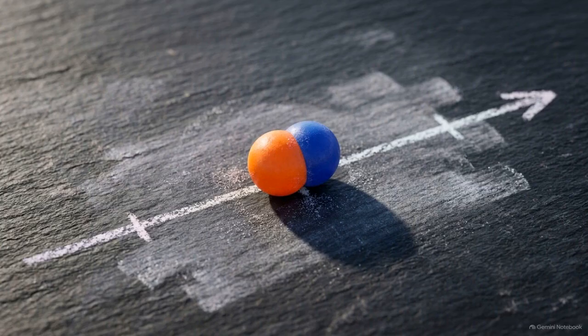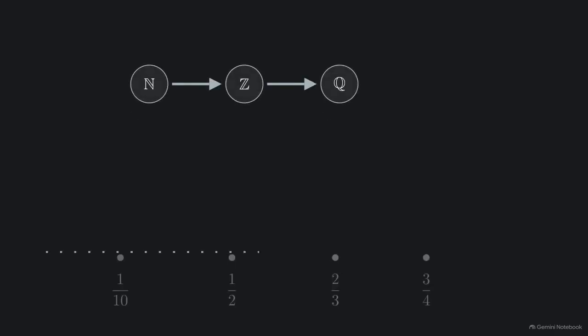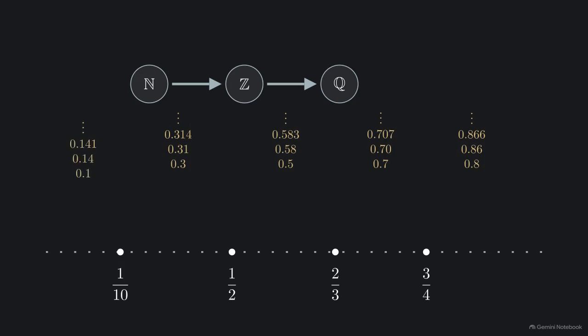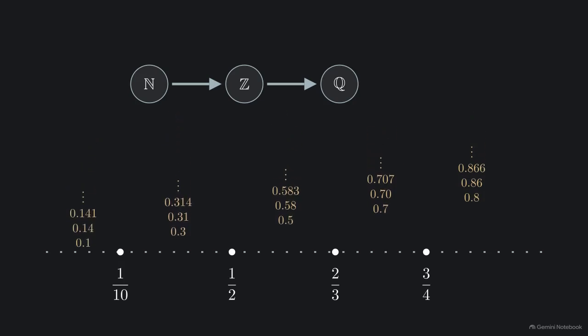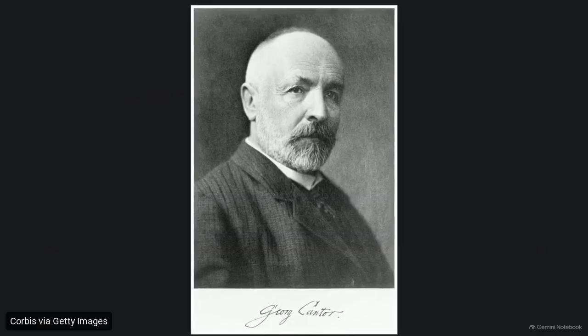Mathematical equality is defined by the physical impossibility of squeezing any additional value between two sequences. Because no gap can exist between 0.9999 and 1, they are the same number. By treating regular sequences as numbers, we can bridge the spaces between fractions. This process populates every microscopic coordinate on the number line, resulting in the complete set of real numbers.